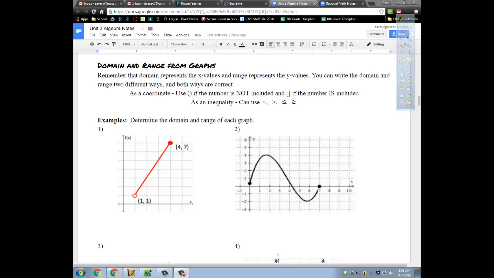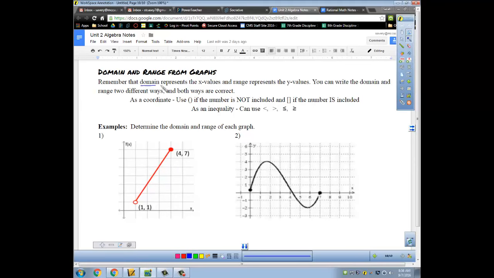Our notes today are a little unusual, so please be patient. We're going to be finding the domain and range from a graph. So we have done domain and range from points, where we just list the points. This time we'll be given an actual graph with a line, and we'll have to figure out the domain and range from that. There are two different ways that you can write the domain and range for a graph, and I will accept both ways, so do whichever way you prefer.